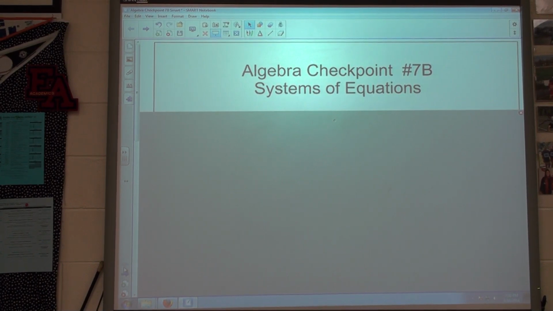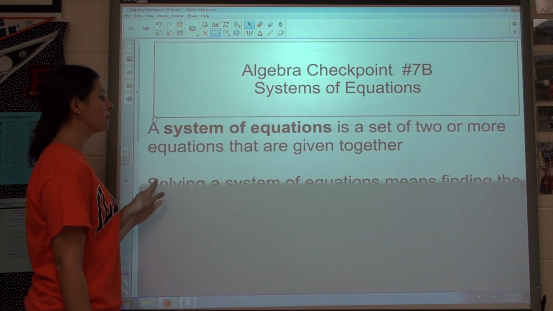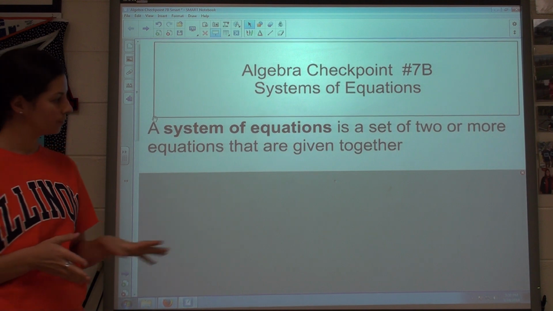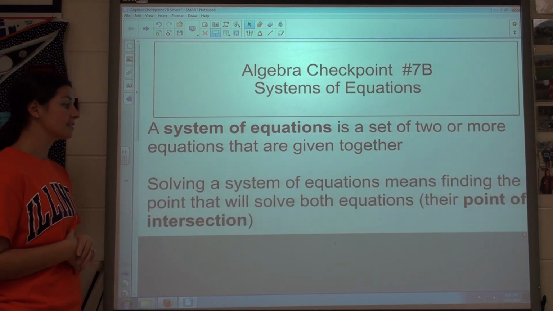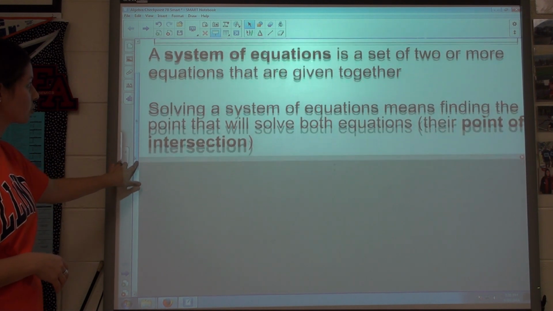Algebra Checkpoint 7b, Systems of Equations. A system of equations is a set of two or more equations that are given together. Solving the system means finding the point that will work for both equations. We call this the point of intersection.